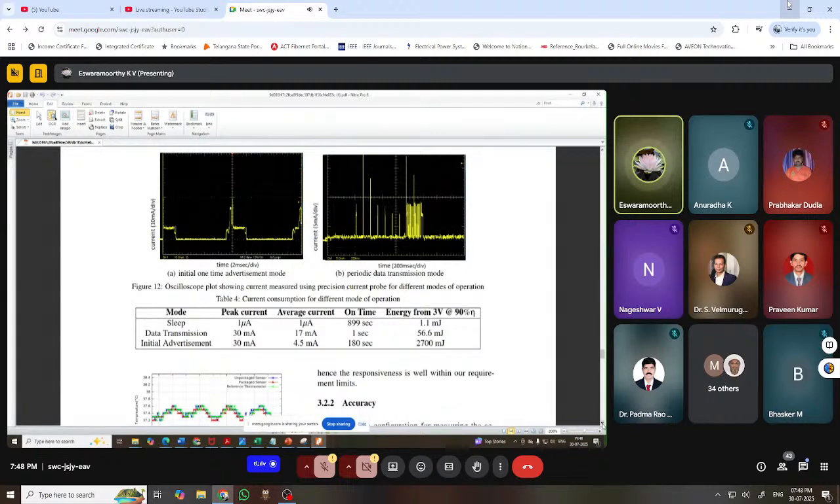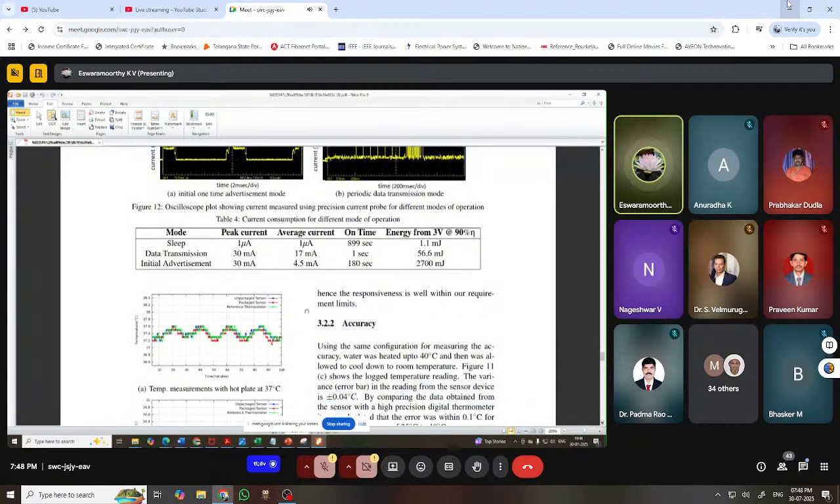And initial one-time advertising mode and periodic data transmission. So one time it has to say yes, I'm available, and what is the current taken. So here the sleep current is 1 microampere, and on time is 0.899 seconds, and data transmission takes 1 second, and initial advertisement is 180 seconds, right? So at an efficiency of 90%, how many millijoules are consumed from the battery?